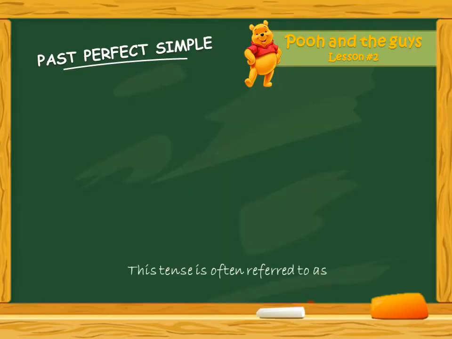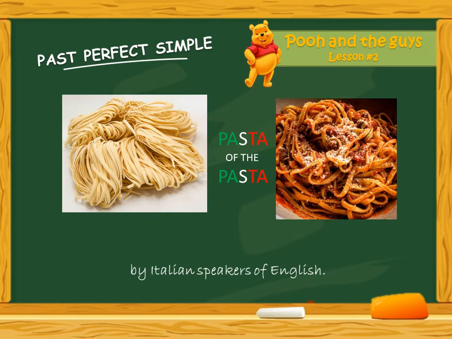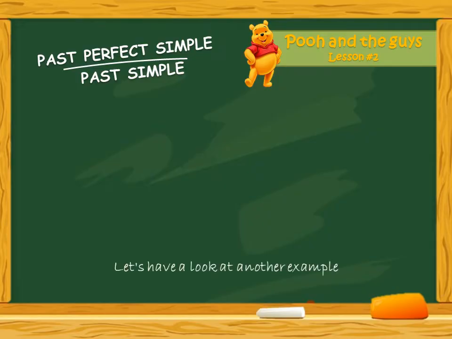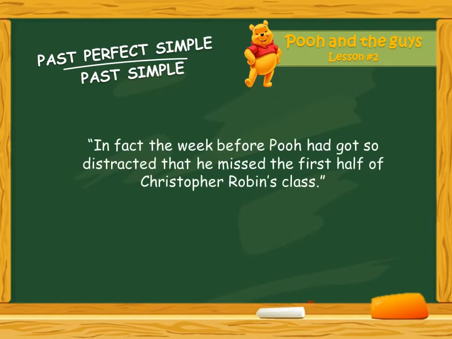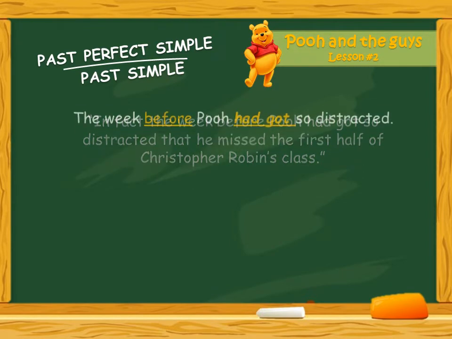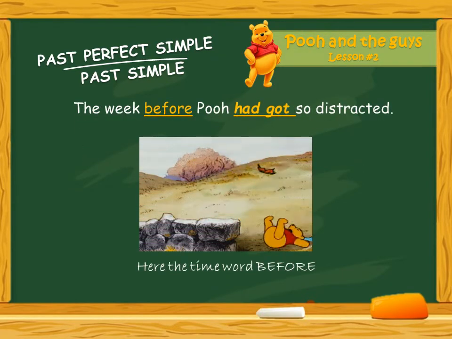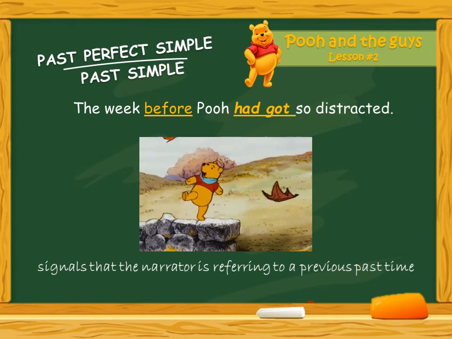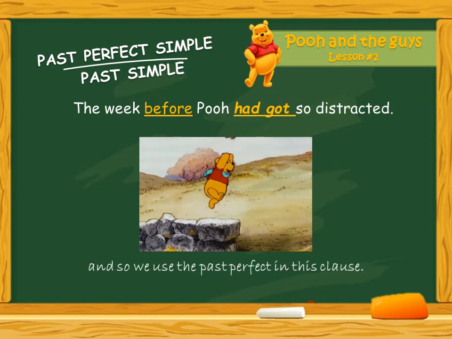This tense is often referred to as the pasta of the pasta by Italian speakers of English. Let's have a look at another example of this tense in the story. In fact, the week before, Pooh had got so distracted that he missed the first half of Christopher Robin's class. Here, the time word before signals that the narrator is referring to a previous past time, and so we use the past perfect in the clause.